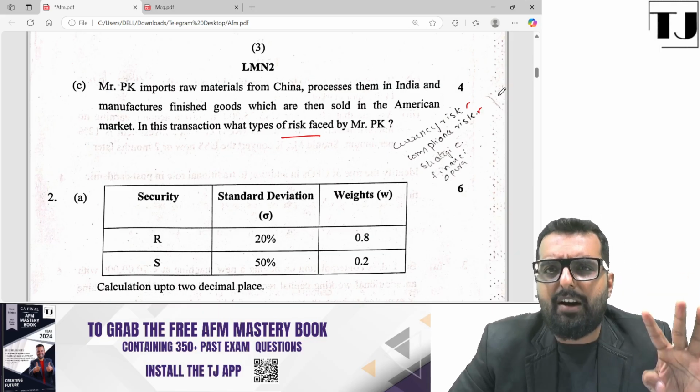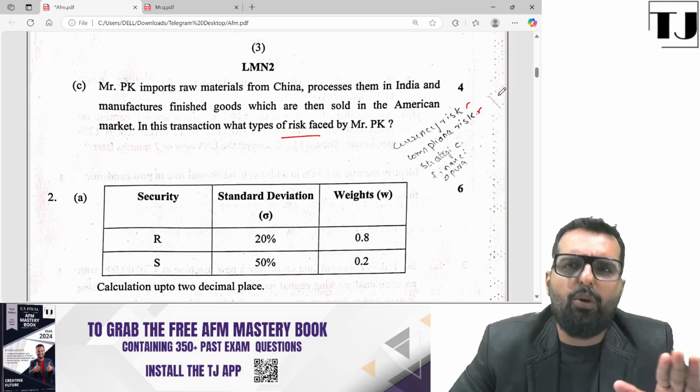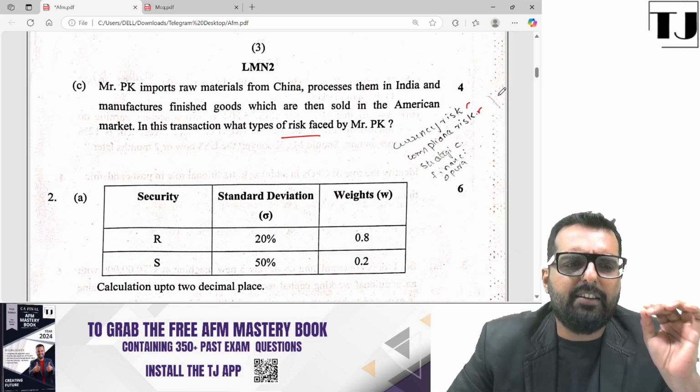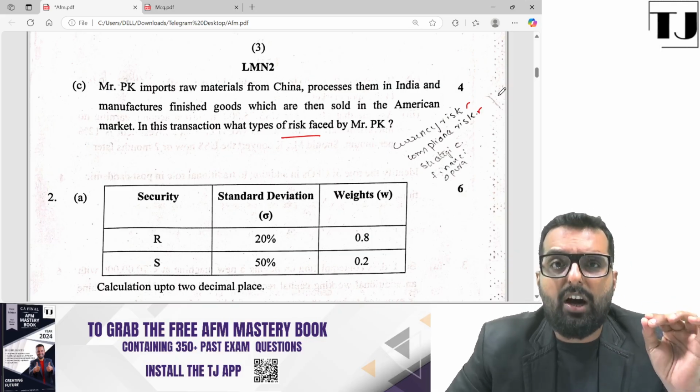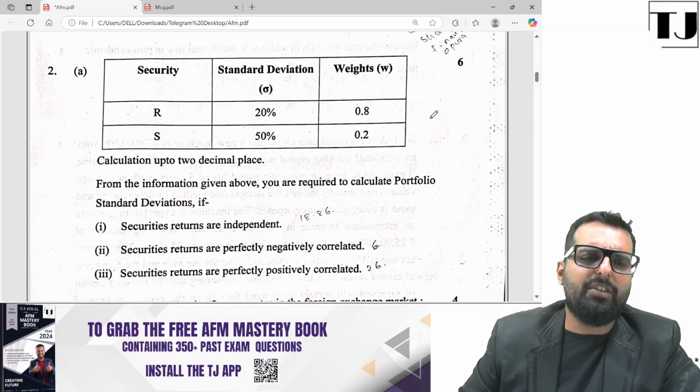It is 4 marks. I would recommend you write 5 to 6 points. If you write 6 points, you will be getting full 4 out of 4, or at least in this theory question, you will get 3 out of 4. Are you clear? Next part is a question on standard deviation.